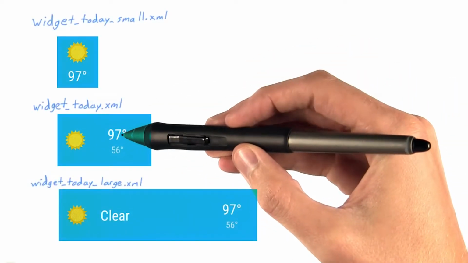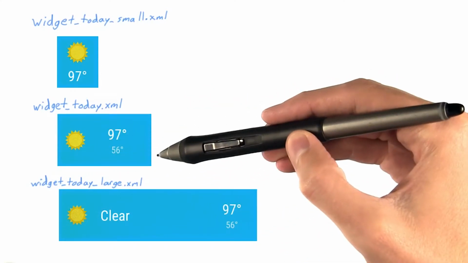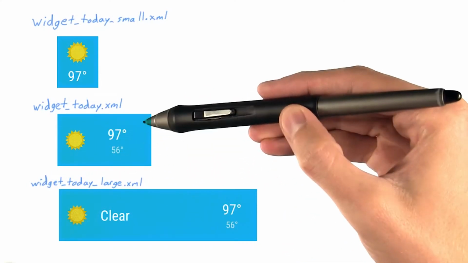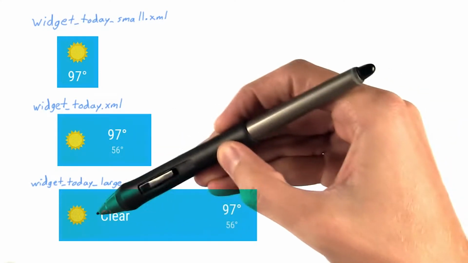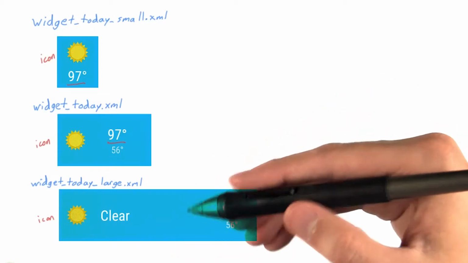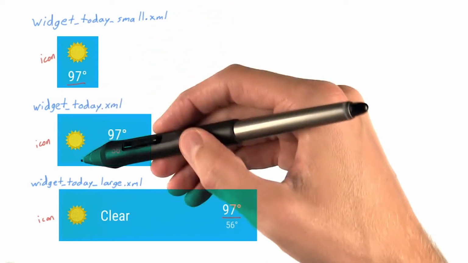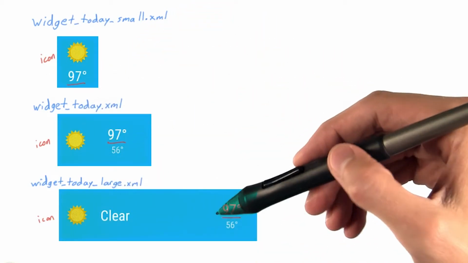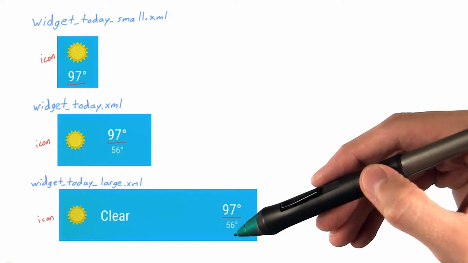A 2x1 widget will give our icon the full height, and we'll use the same styling as the list items within Sunshine for the high and low temperature. For wider widgets, we'll show the description of the weather as well. Since we'll be sharing as much code as we can, make sure common elements, like the image and high temperature text, use the same IDs across all three layouts.